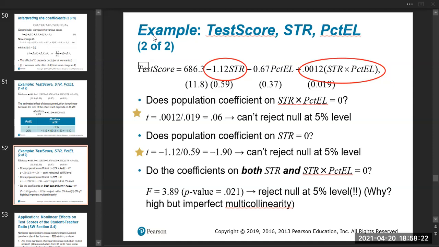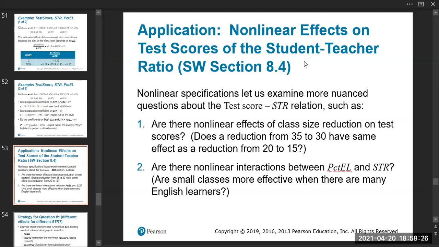The last part, I'm not going to cover. It's an application example that explores nonlinear effects of the student-teacher ratio on test scores. So the question is, are there nonlinear effects of class size reduction on test scores? And is there a nonlinear interaction between percentage of English learner and student-teacher ratio?